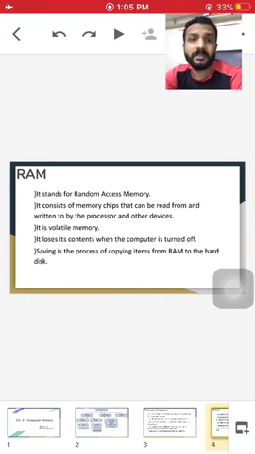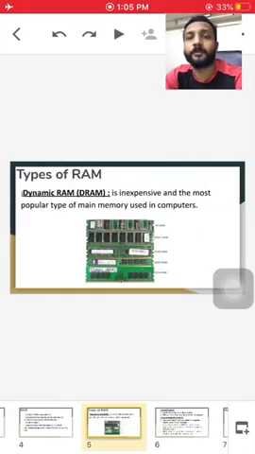Saving is the process of copying the item from RAM to the hard disk. So while working on any file, Word, Excel, PowerPoint, whatever you are working on in the computer, if you don't save it, when the computer is off, the content is gone. Once you save it, that's a process from RAM to the hard disk.